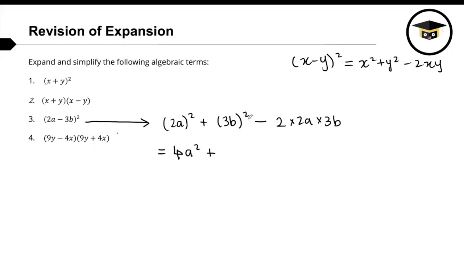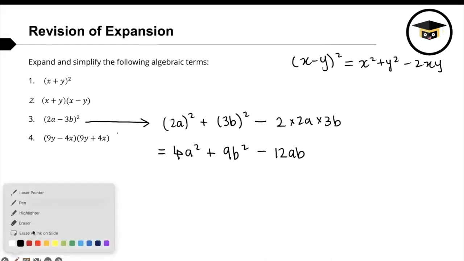Plus 3b all squared is just going to be 3b times 3b, which is 9b squared. And then if we just collect all the numbers here, so 2 times 2 times 3 is going to give us 12. And then we have a times b, so it's just 12ab. And this is going to be our final answer for question 3.